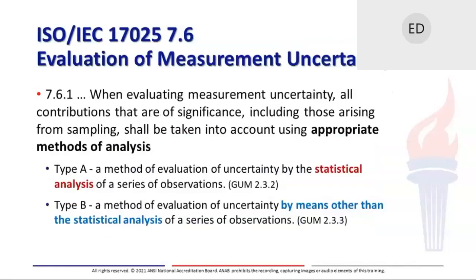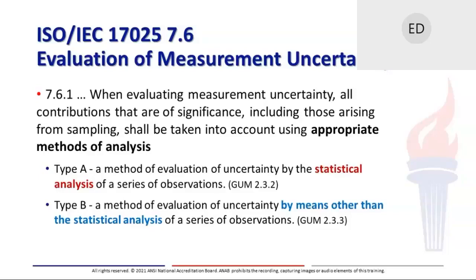So the next requirement talks about 7.6, evaluation of measurement uncertainty. In requirement 7.6.1, it says when evaluating measurement uncertainty, all contributions that are of significance, including those arising from sampling, shall be taken into account using appropriate methods of analysis. There are two types of methods of analysis, and this is the one requirement that infers the use of statistical techniques, because the two methods of analysis are Type A and Type B.